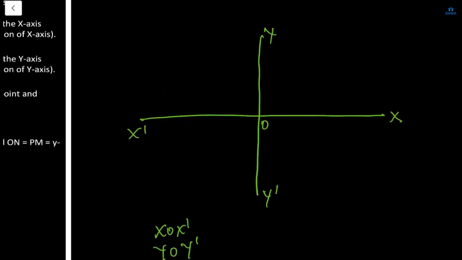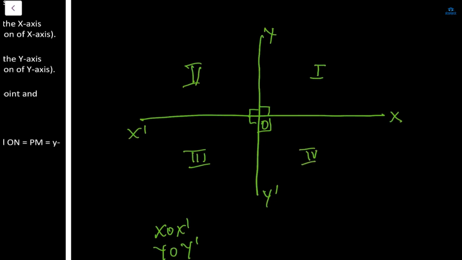They are all 90 degrees, and there are four sections. These are called quadrants. One fourth part is always called a quadrant. We will go anti-clockwise: first quadrant, second quadrant, third quadrant, and this one is the fourth quadrant.